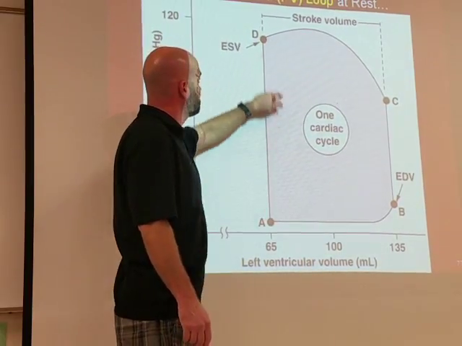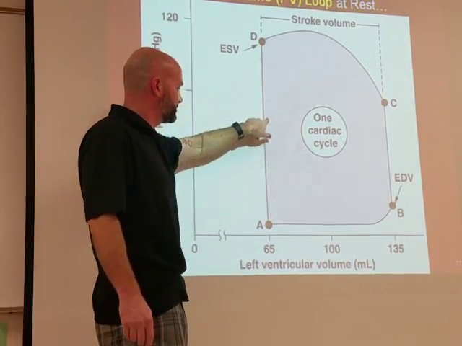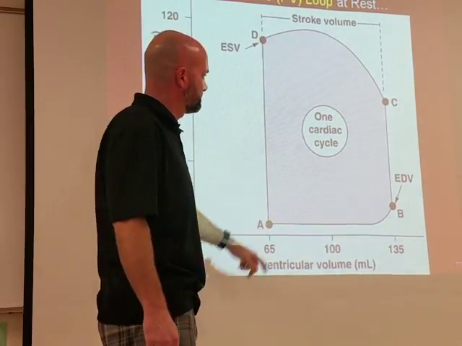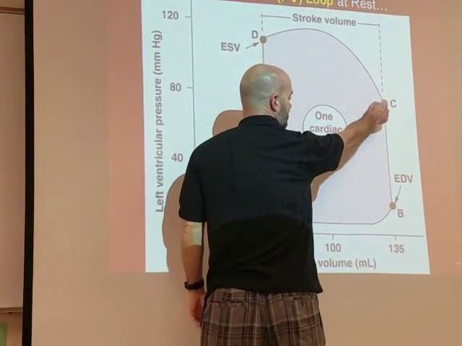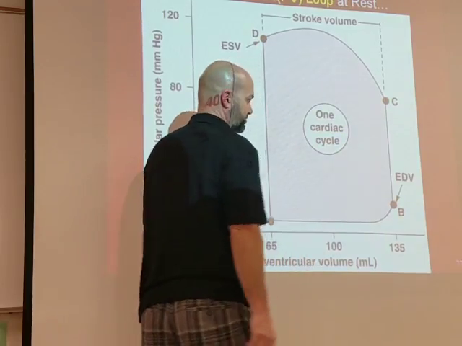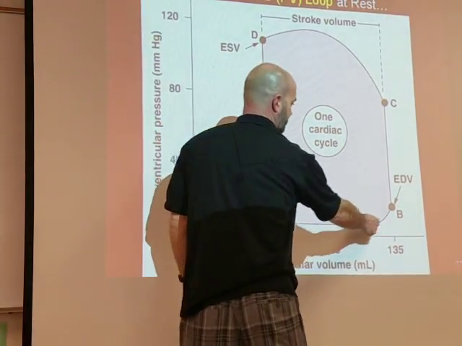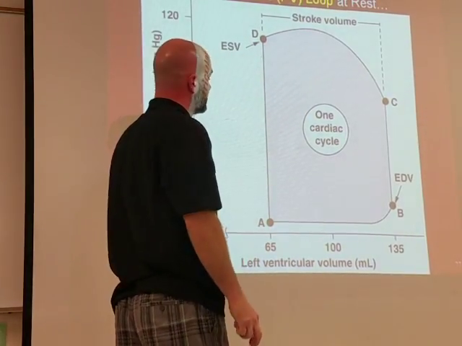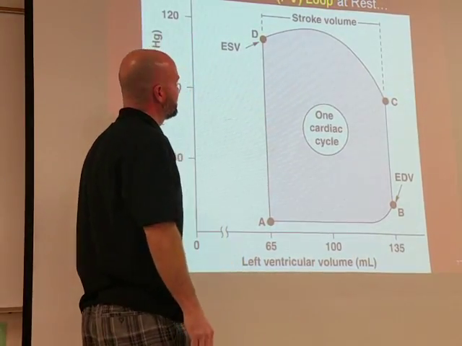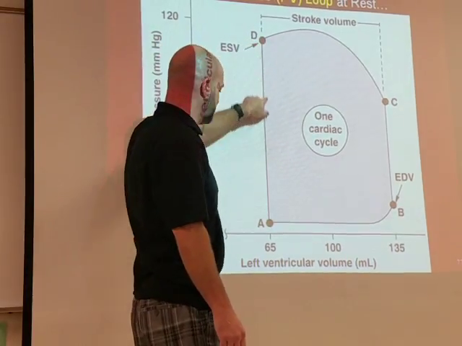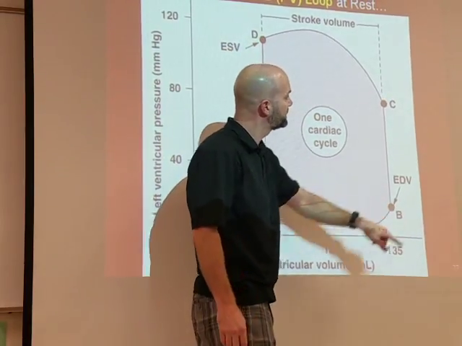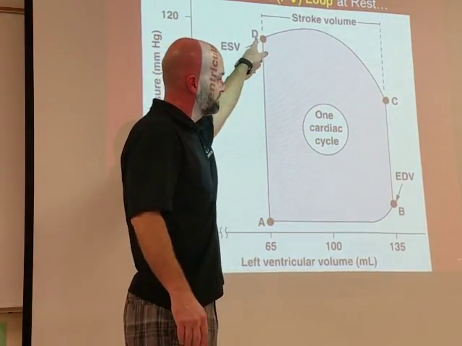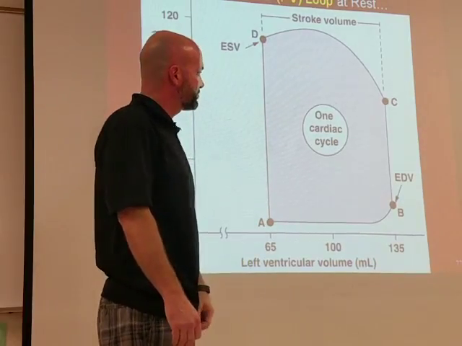From D to A, no change in volume, just a drop in pressure. Relaxation. Isovolumetric relaxation. BC, isovolumetric contraction. AB, filling. CD, ejection. How about everything from D to A to B? Diastole. B to C to D? Systole.